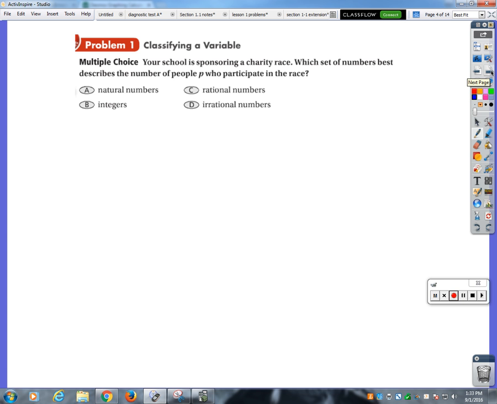All right, so let's say your school is sponsoring a charity race. That's very nice of us. Which set of numbers best describes the number of people P who will participate in the race? So what is the most restricted, the smallest group that you know it will belong to? Natural numbers, yeah, because I guess you could say whole numbers, like if no one shows up, you have a really bad fundraiser, but hopefully at least one person will come, and so the number of people that are going to show up are going to be natural numbers.